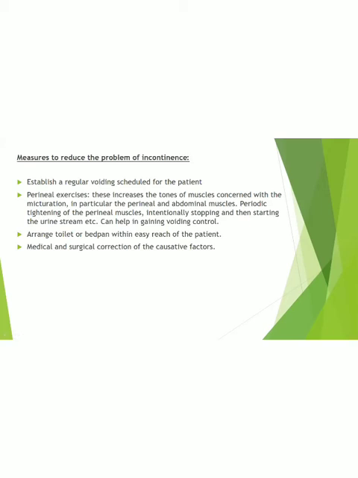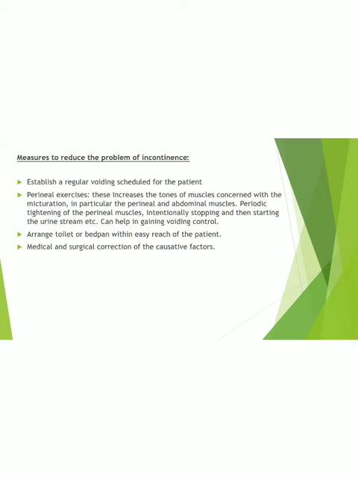First, we have to establish a regular voiding schedule for the patient. We keep a proper timing. For example, every morning after waking up, they tell the patient to go to the toilet, or go at a specific time. So we keep a regular schedule for voiding. For example, for children also we keep this toilet training.